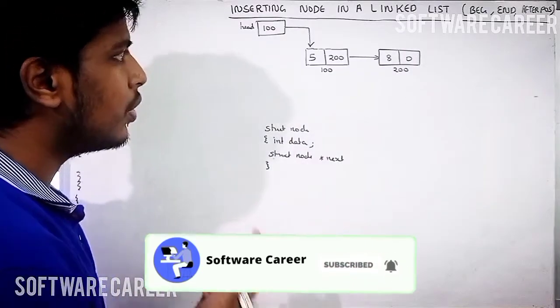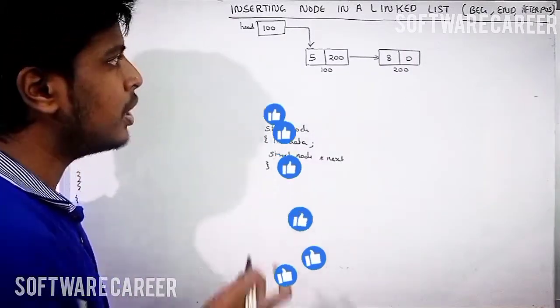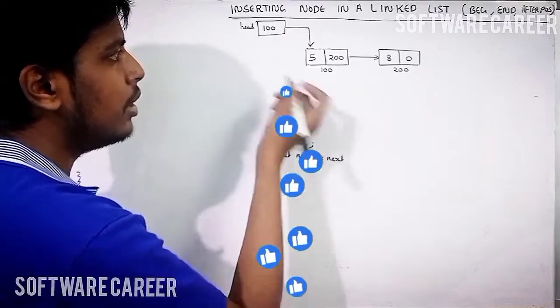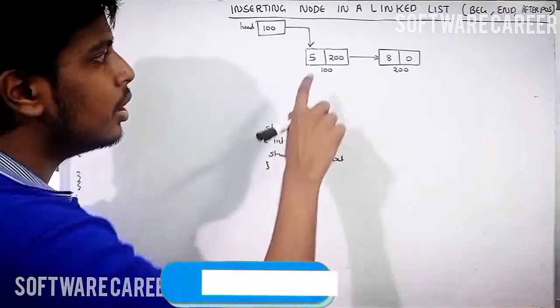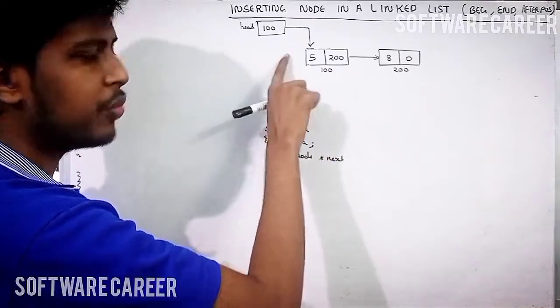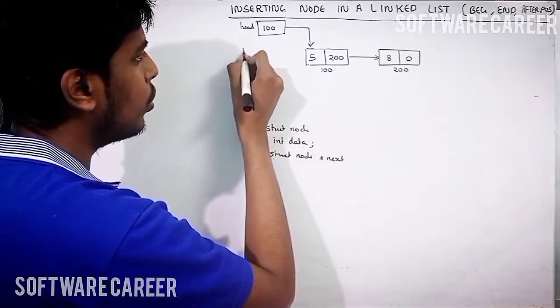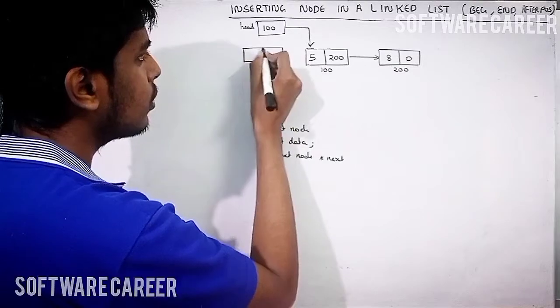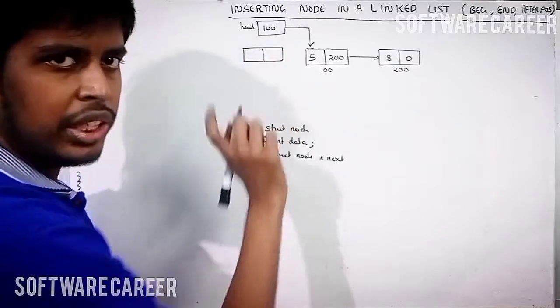Now see, next step is, that is the first step is, I should create a new node at the beginning of the linked list. Now see, the first node is here. So I should create a new node before this. So I am creating a new node. See here. So I have created a new node.